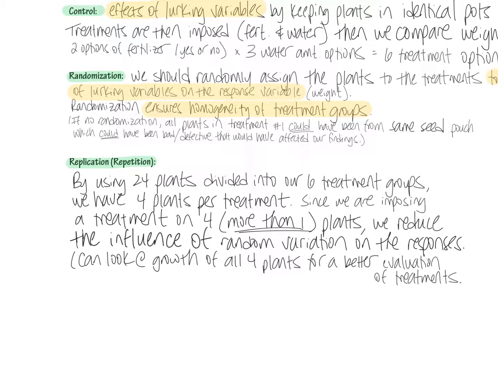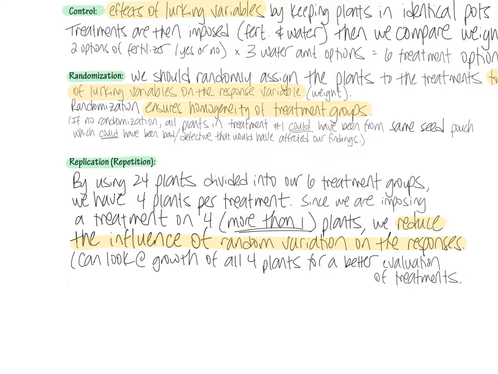Okay, and so now for our last principle, it's replication. So why do you do an experiment on more than one plant versus just trying it with one plant? The answers there are pretty obvious, but because we use 24 plants and our 6 different treatment group options that I listed above, that means that we had 4 plants per treatment, and 4 is much better than 1, and obviously more is always better so that you can make a better evaluation. But your lingo that you're going to want to mention here is when you are replicating, what's happening here is we are reducing the influence of random variation on the responses.